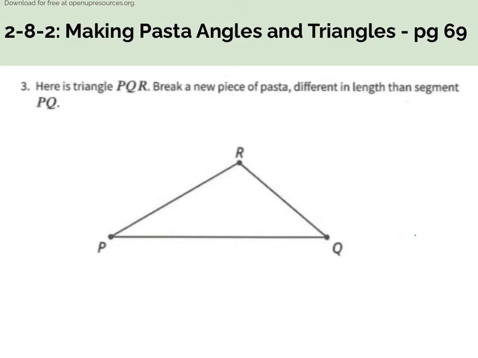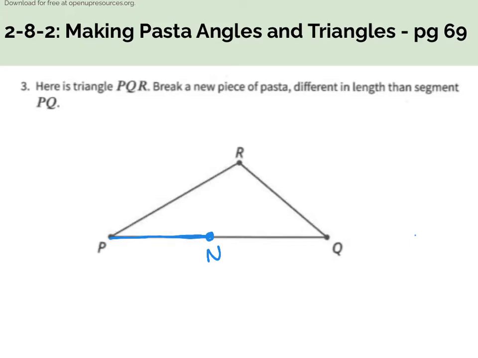On page 69, you can see this triangle in number 3. It says, here's triangle PQR. Break a new piece of pasta different in length than segment PQ. We're not going to do the pasta part. Instead, I'm going to draw on this triangle a line segment on P to Q, but I'm going to make it shorter, a little bit shorter than P to Q, and label this N.